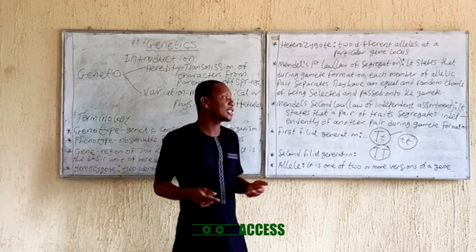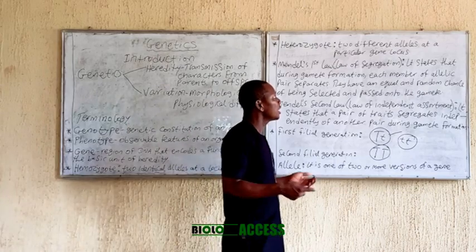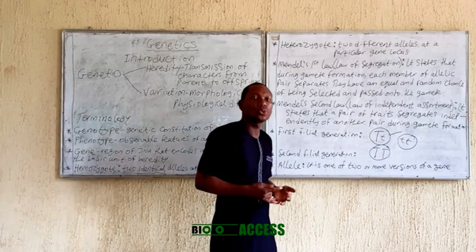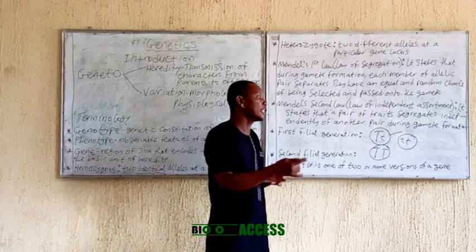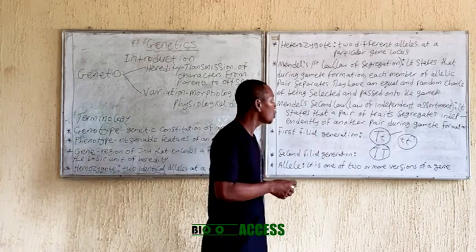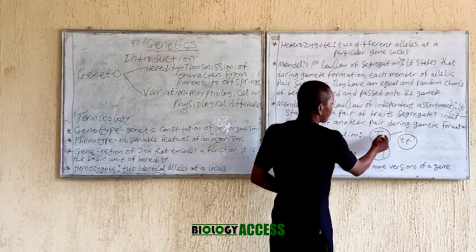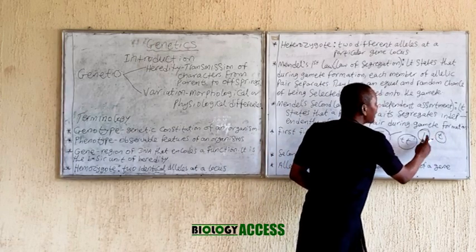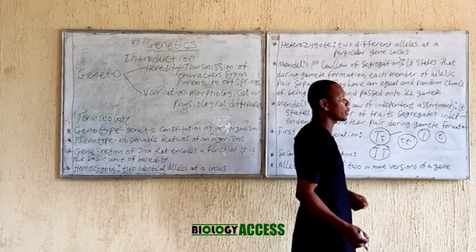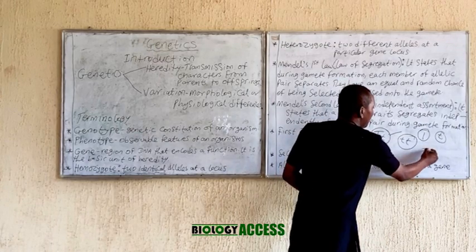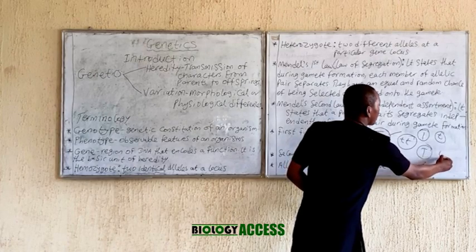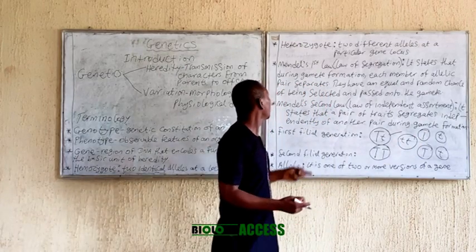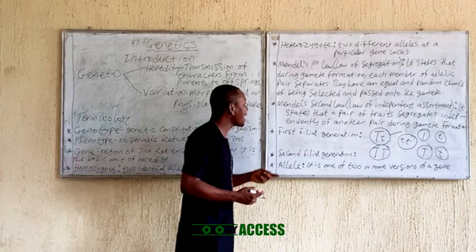What is the first law of Mendel? It states that during gamete formation, each allele separates, and they have an equal chance of being passed into a gamete. Let me rephrase it again. During gamete formation, they will separate, they will become single. And each one has an equal chance of being passed into a gamete. So this one can be passed to a gamete, the gamete will be carrying this, or this one can be passed to a gamete, the gamete will be carrying this. But they have an equal chance of being passed to a particular gamete. That is Mendel's first law.